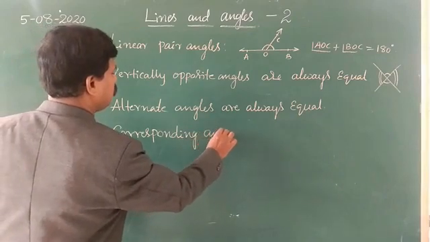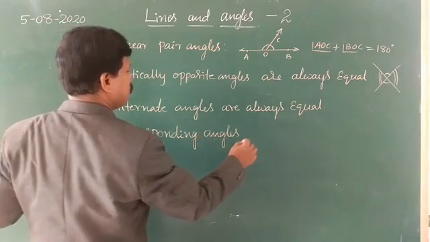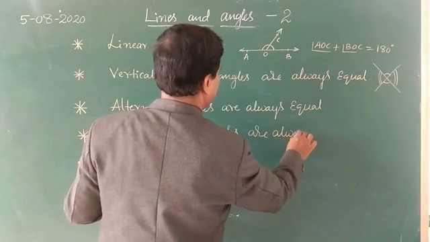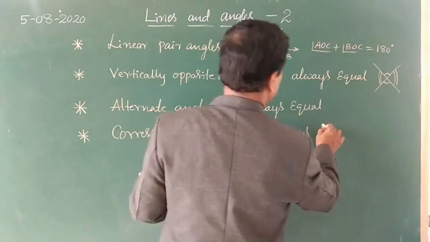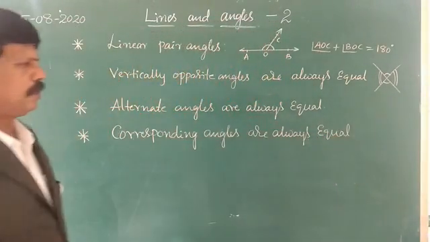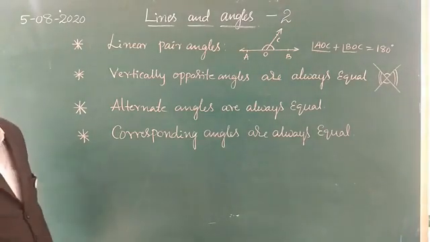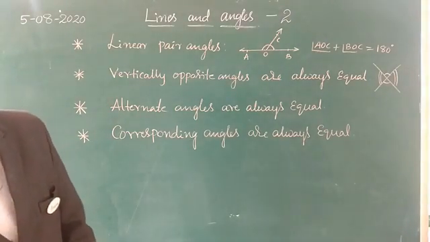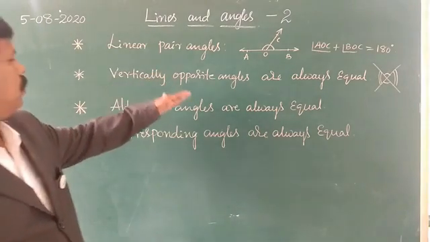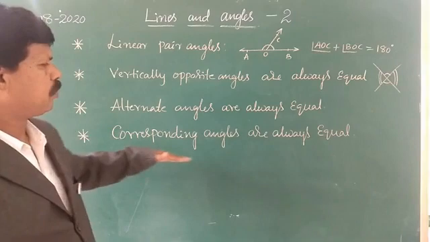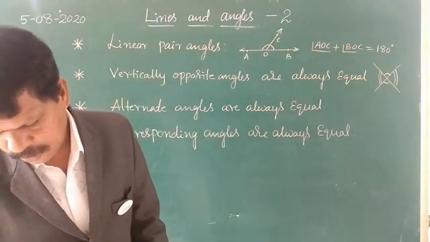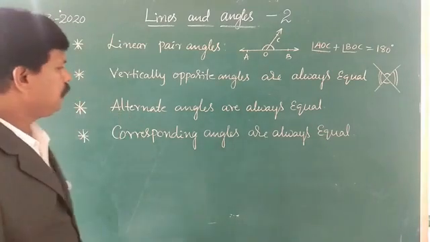Corresponding angles are always equal. So vertically opposite angles, alternate angles and corresponding angles are always equal. Then interior angles.